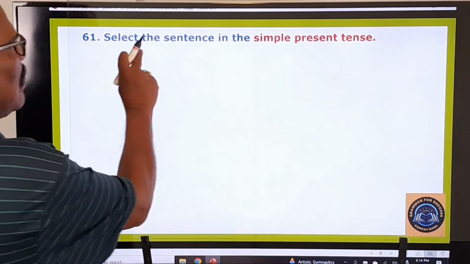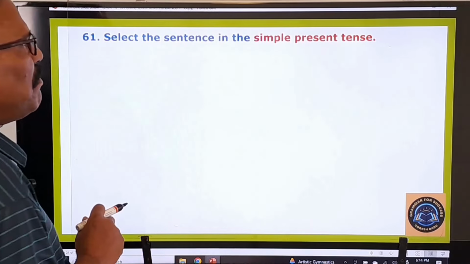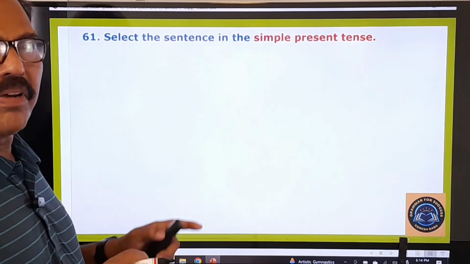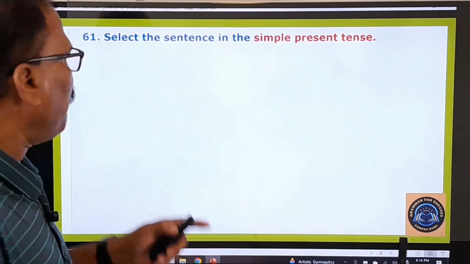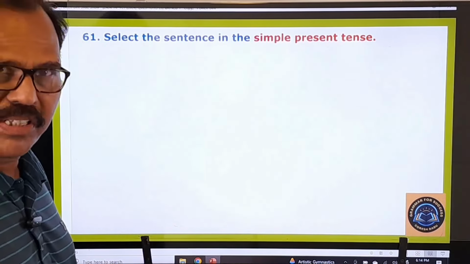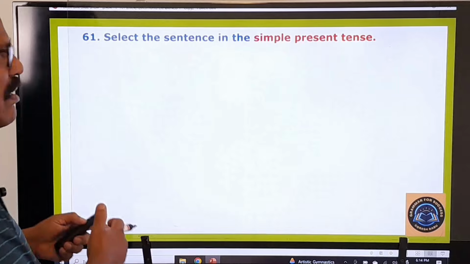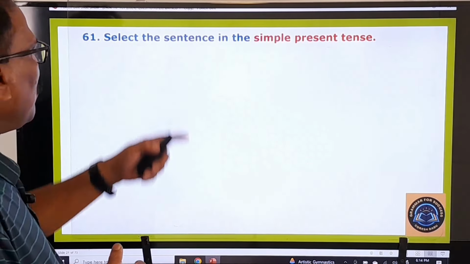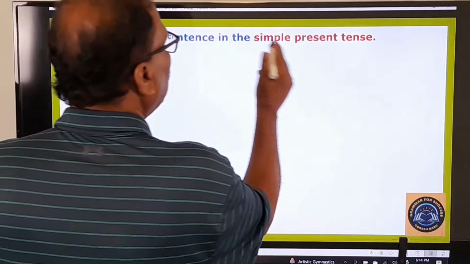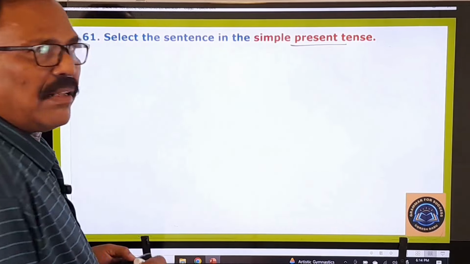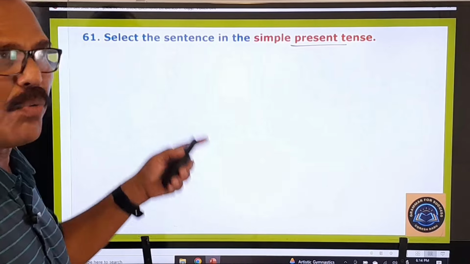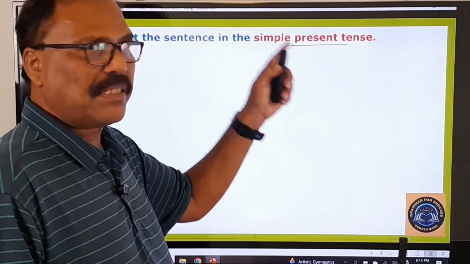61st question. Select the sentence in the simple present tense. In your question paper, your English questions will begin from the 61st question onwards, and therefore I am mentioning the same question numbers here also. What is this question? Select the sentence in the simple present. That means you are asked to choose the option which is in the simple present tense.